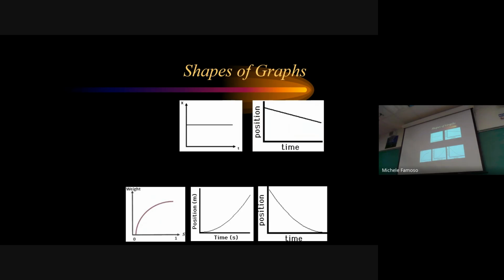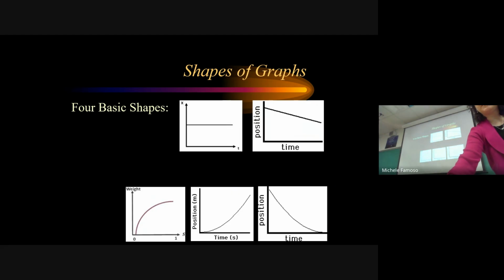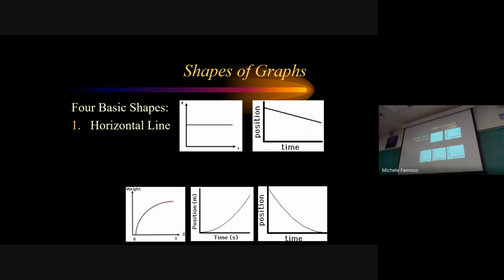So there's 5 different graphs that I asked you to draw. Let's go through what they are. You ready? So you can label them. It says there are 4 shapes here. There are 4, even though there are 5 graphs. 2 of them have the same shape. The first is the horizontal line. Can you identify which graph there is the horizontal line? Which of those 5 pictured is the horizontal line?